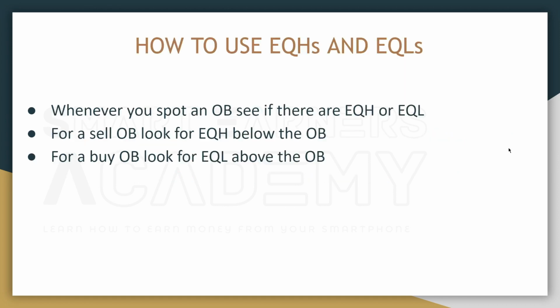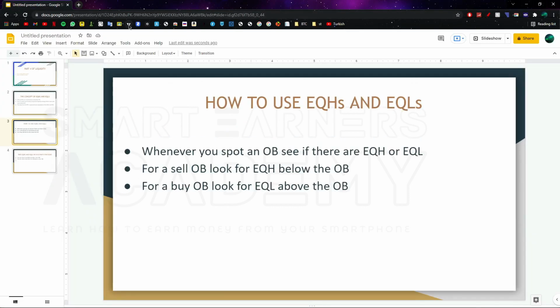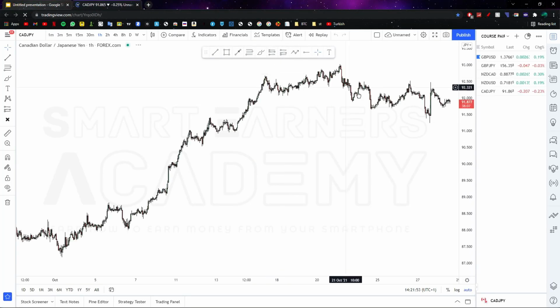So I'm going to be showing you guys in a diagram how to use equal highs and equal lows. Whenever you spot an OB, see if there are equal highs or equal lows nearby. For a sell order block, look for equal highs below the order block, right? So this is for a sell order block. Look for equal highs below the order block. And then for a buy order block, look for equal lows above the buy order block, right? So now I'm going to show you guys some examples and we're going to get right into it.